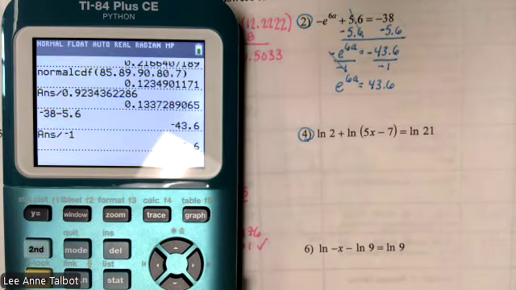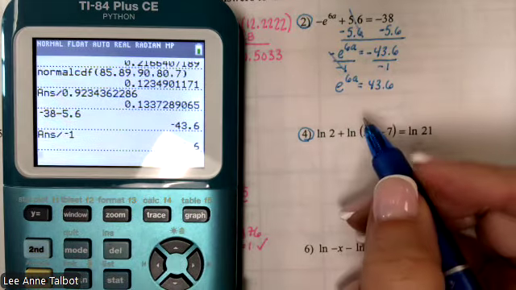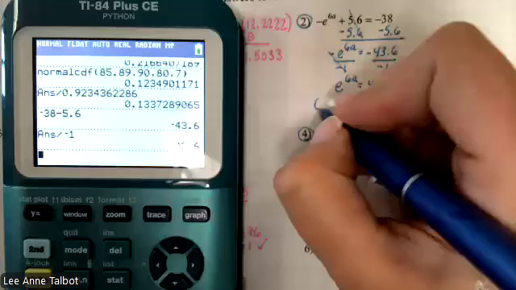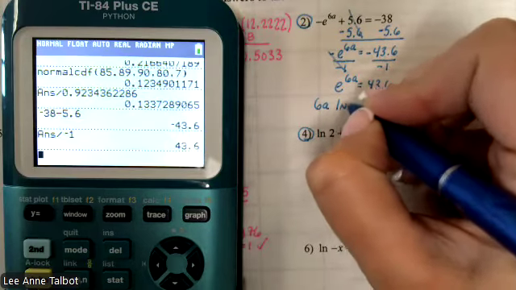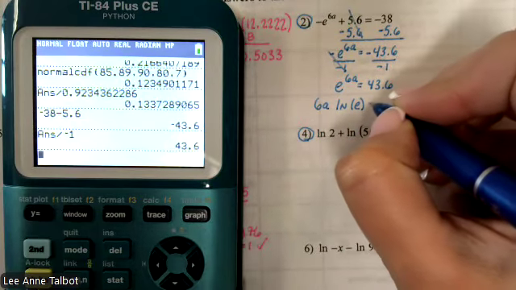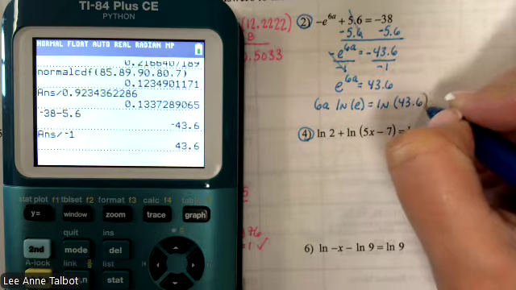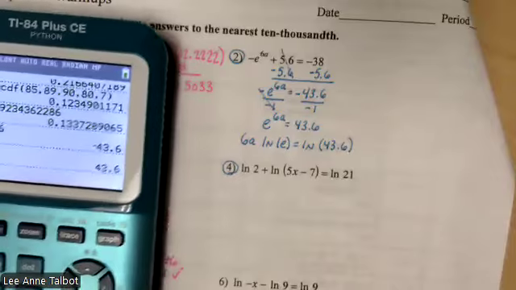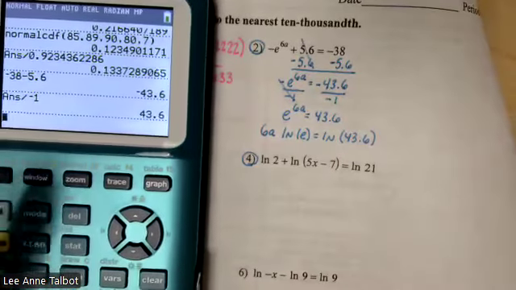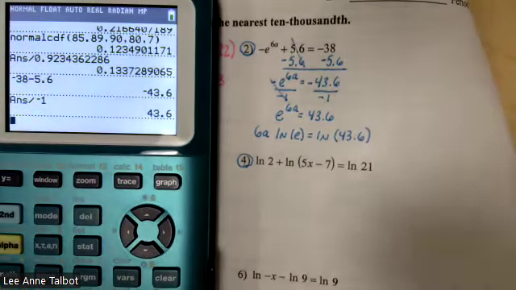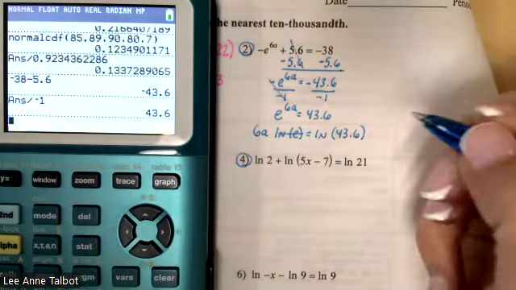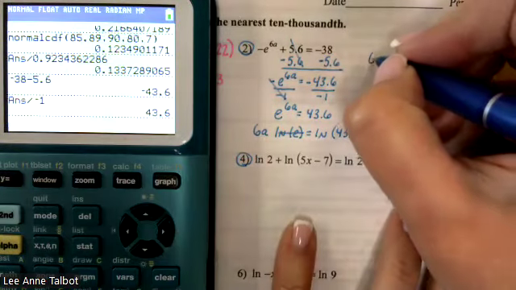Okay, now what's next? Yep, natural log both sides, bring the exponent in front. 6a natural log of E equals natural log of 43.6. Natural log and E cancel because they're inverses.